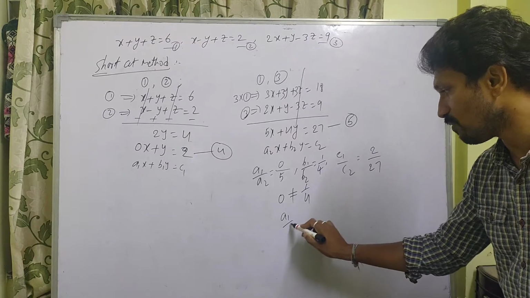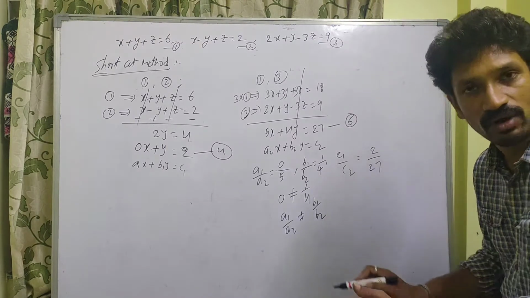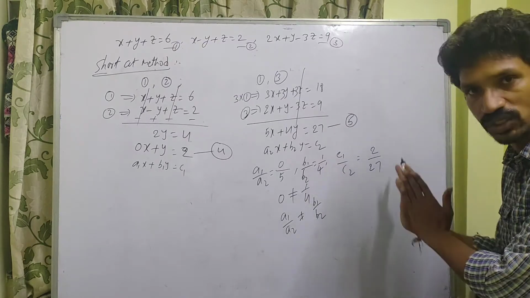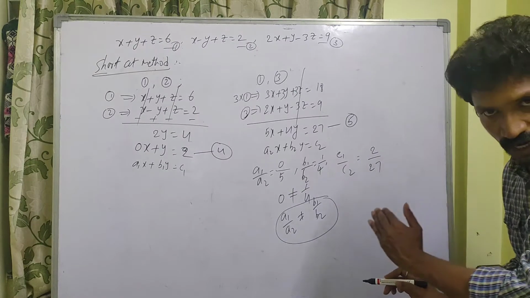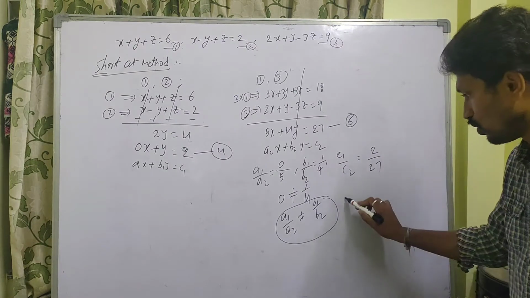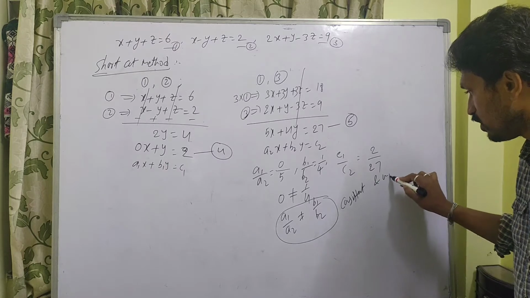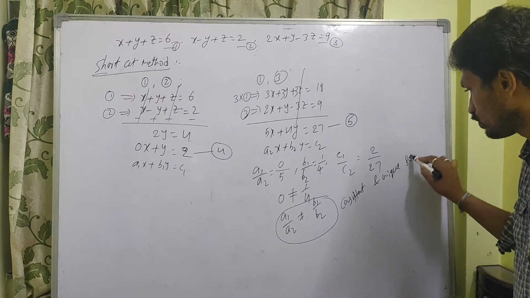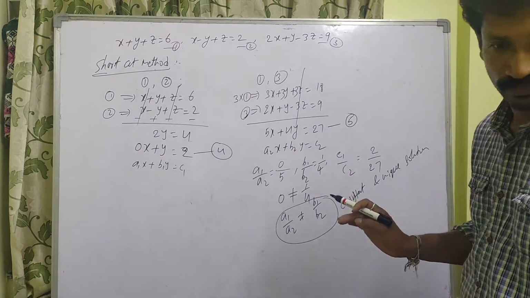So what can you say? A1 by A2 is not equal to B1 by B2. Whenever A1 by A2 is not equal to B1 by B2, don't check for C1 by C2. Directly it is nothing but consistent and has a unique solution. Consistent and unique solution.